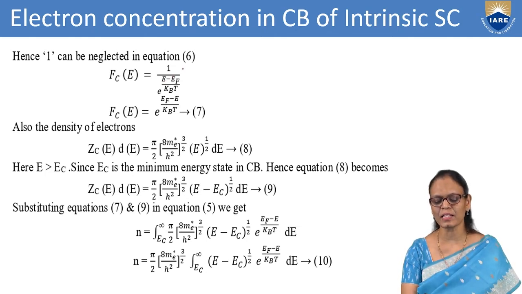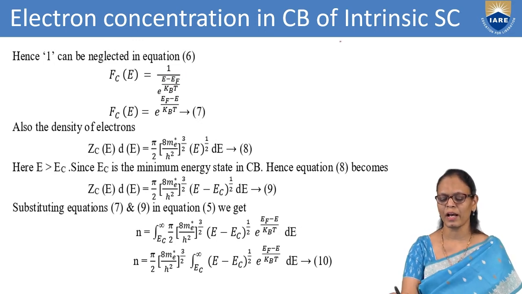Now, if I take this term to the numerator, what will happen? I have here Fc of E is equal to 1 upon e power (E minus Ef) by kBT.